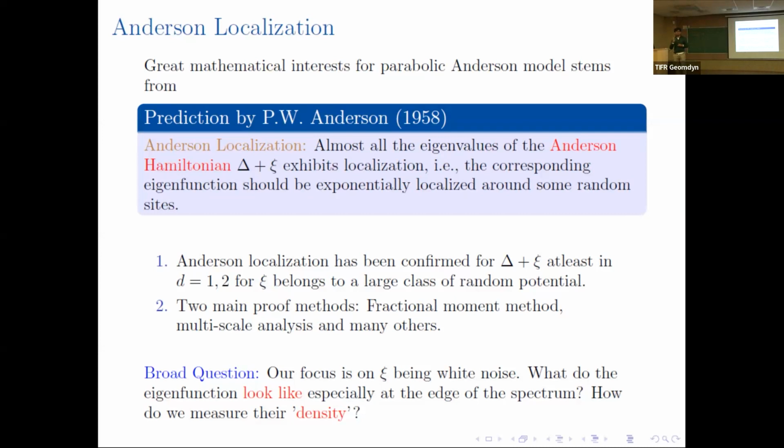But the thing that I want to understand is this particular question, where we focus on the noise being white noise. What we want to focus on is how this eigenfunction would look, and how we measure the density of these random spots over which they would be localized.